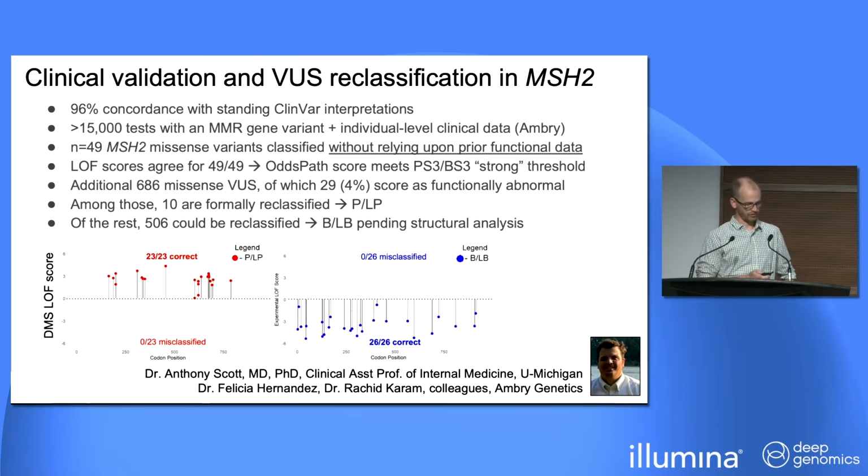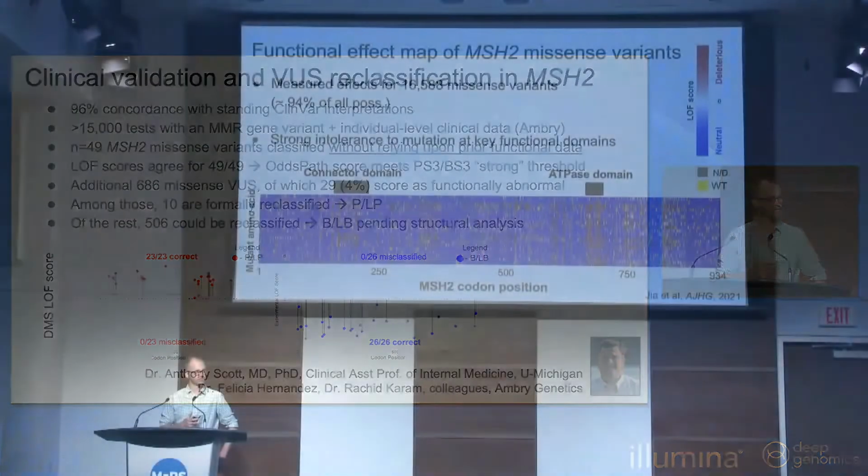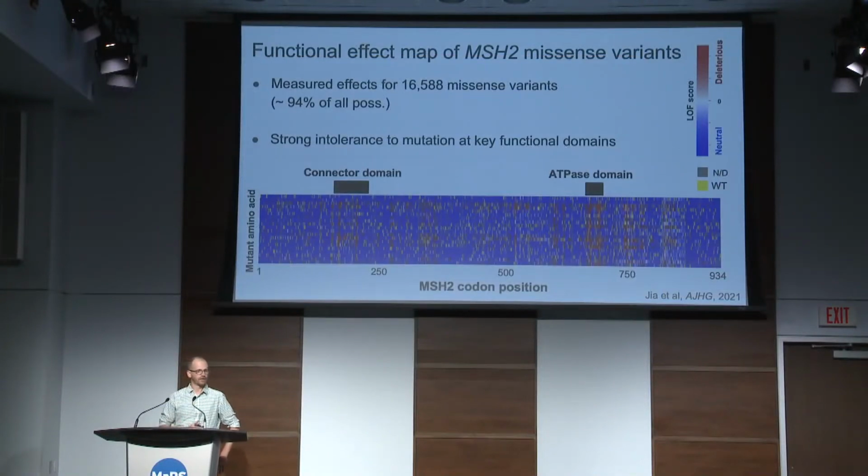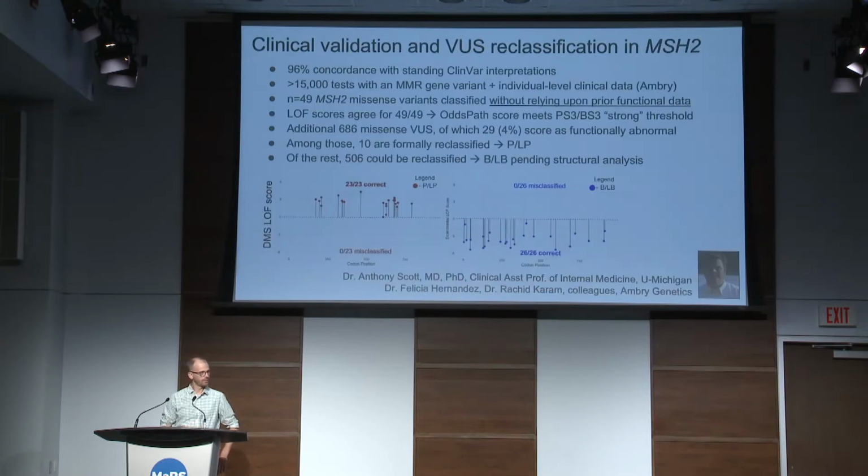So we see a lot of constraint, vertical ribbons of red, red indicating deleterious variants, loss of function. Those line up fairly nicely with key known structural domains, so the ATPase domain, which is essential for mismatch repair, and then a connector domain, which confers some flexibility to the complex. So that was good to see.